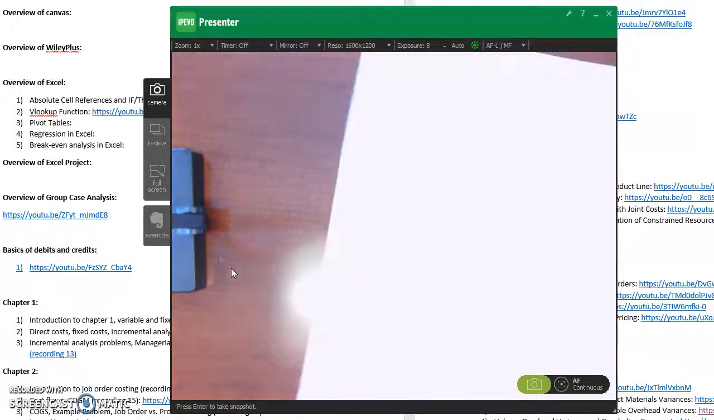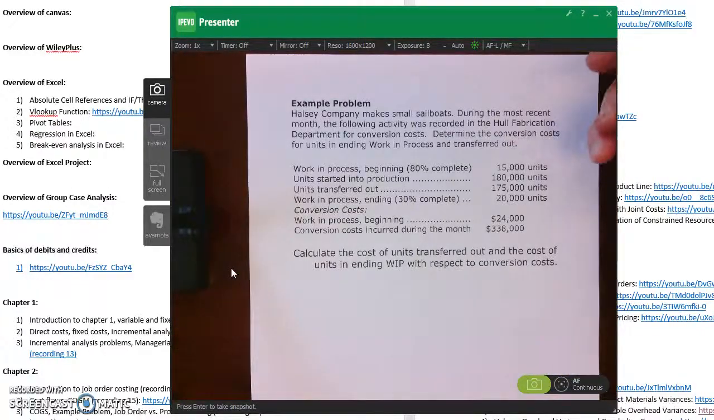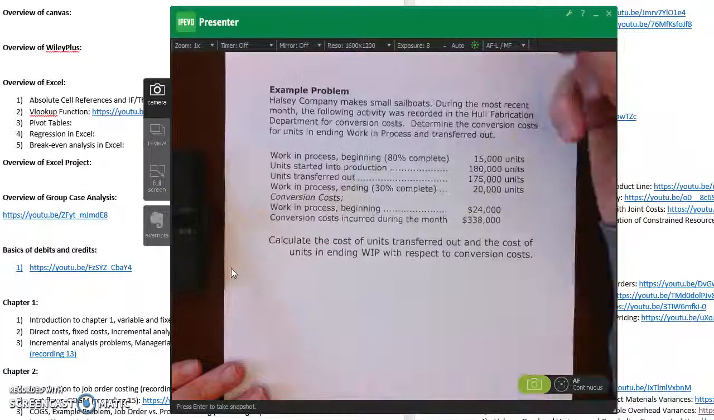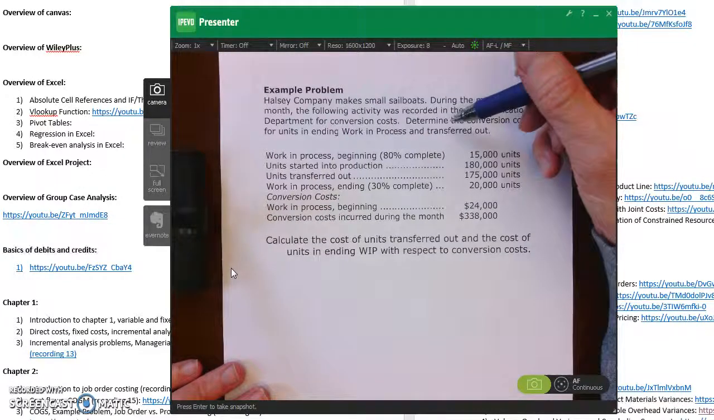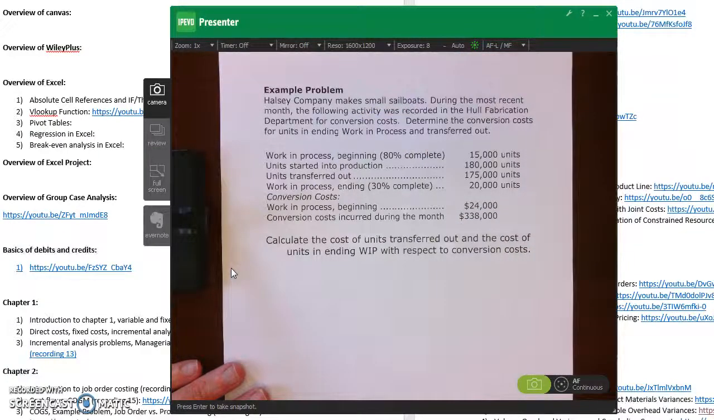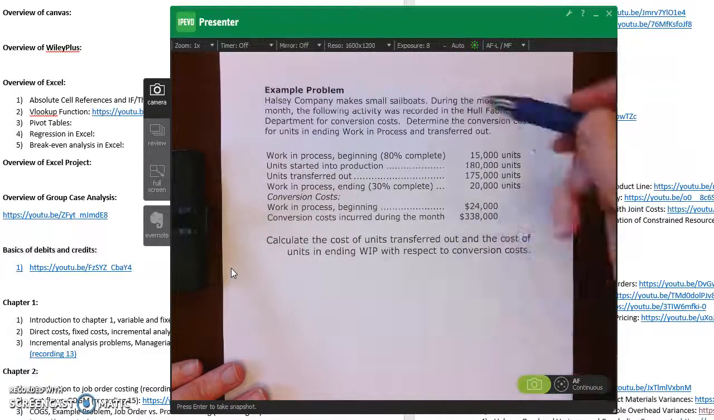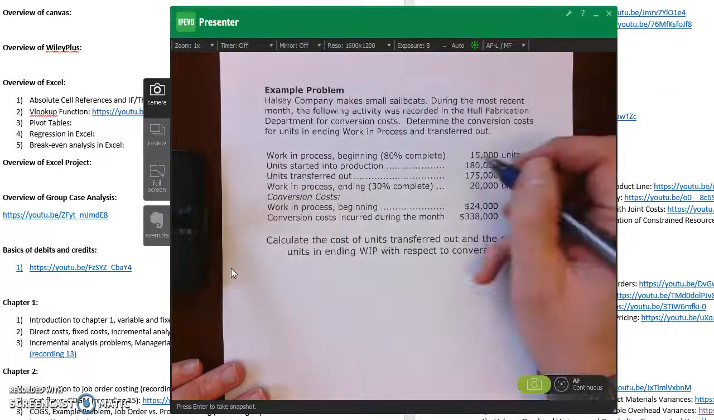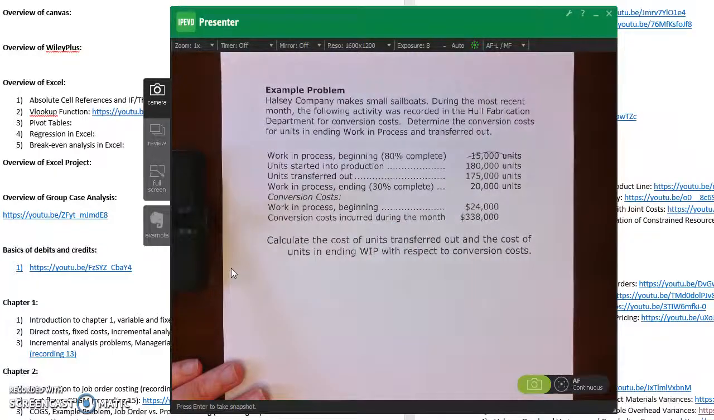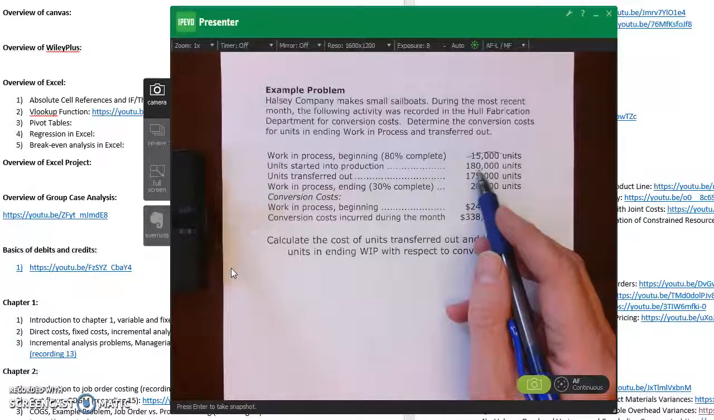We have another example right over here on the Halsey sailboat. They make small sailboats. During the most recent month, the following activity was recorded in the hull fabrication department, for conversion costs only. Determine the conversion cost for units in ending WIP, and then the conversion cost of those units transferred out. So I have my work in process, 15,000 units. I don't even need to know that. It's in there just to see if I know what's relevant. Units started in production, 180,000.